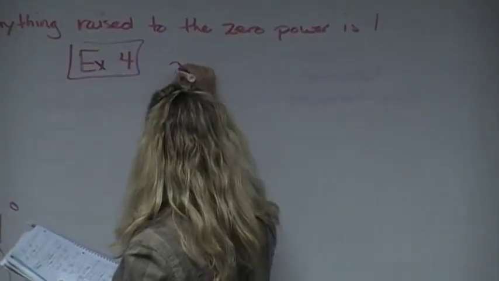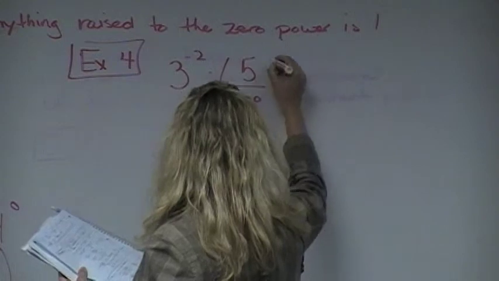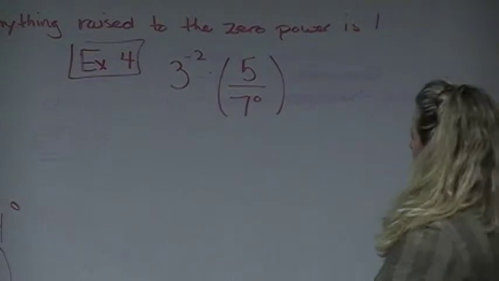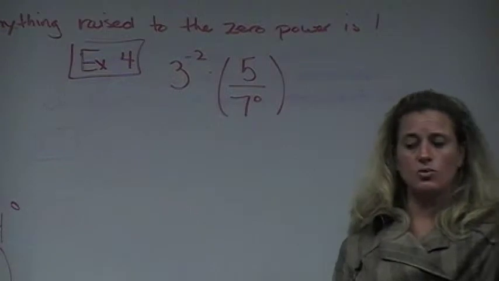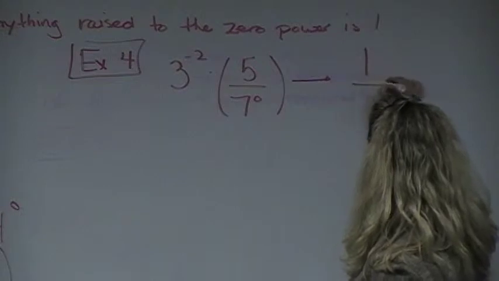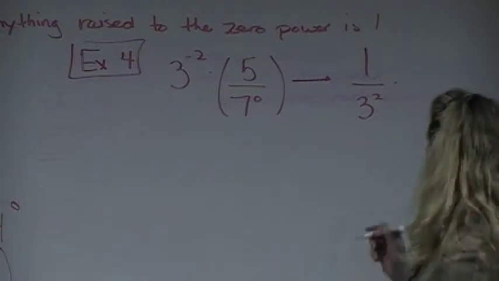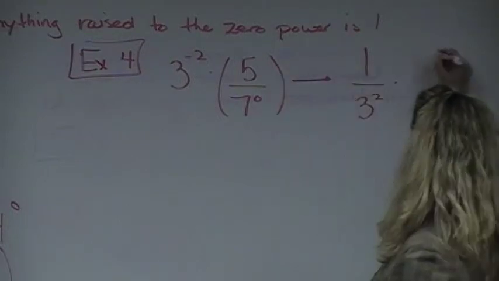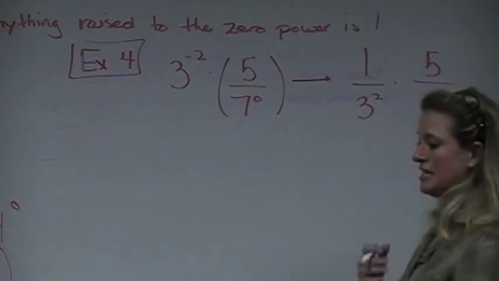All right, 3 to the negative second times 5 over 7 to the 0 power. A little different looking. What do we need to do to the 3 to the negative second power? Does everybody agree we need to rewrite that as what? 1 over 3 to the second. So let's rewrite that as 1 over 3 to the second times, and then what do we do with the 5 over 7 to the 0? 5 stays exactly as it. There's nothing outside here, is there? So we can just rewrite 5, but what does the 7 to the 0 power become? 1. A 1, exactly.